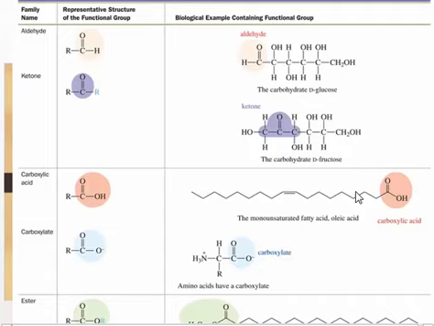Like aldehydes, carboxylic acid functional groups are always at the end of a chain. Fatty acids are carboxylic acids, and all amino acids have a carboxylic acid group. We will consider the carboxylate functional group in a later chapter.